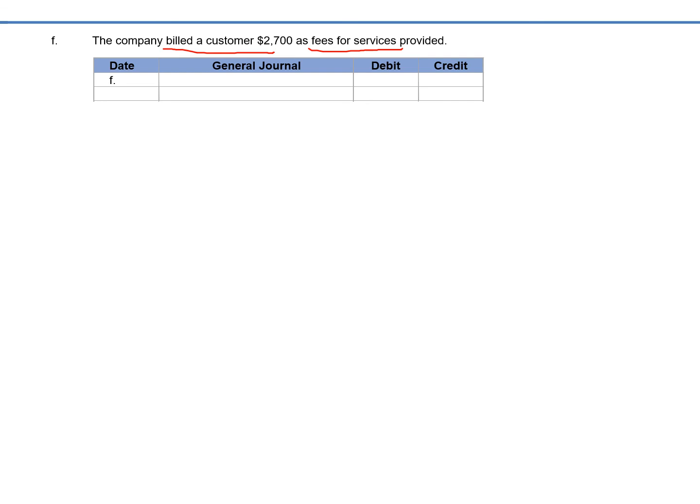They're going to pay for sometime in the near future. So we want to increase our asset account, accounts receivable, and we also want to increase our revenue, our fees earned revenue, by that $2,700. So in order to increase our accounts receivable, we debit. It's an asset account. And in order to increase our fees earned, we credit. Revenue accounts are increased by credits.